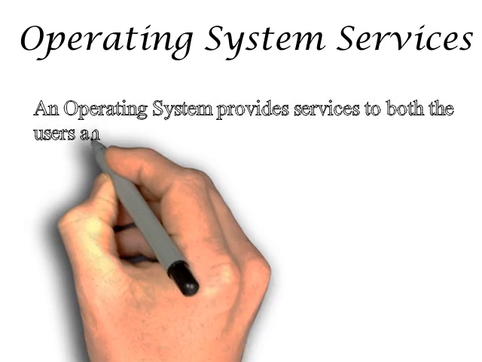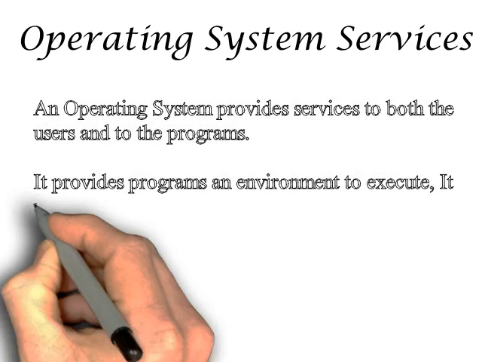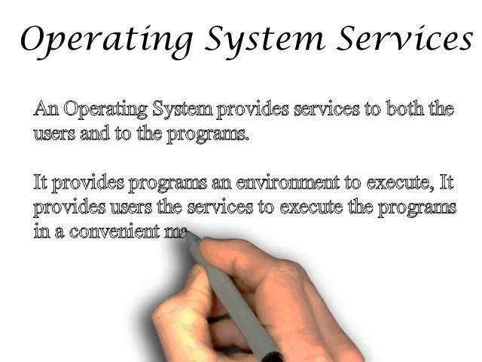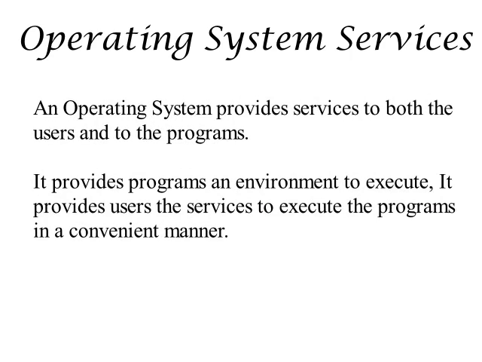You can Google it or search from the textbook: operating system services. You have the result. An operating system provides services to both the users and to the programs. It provides a program and environment to execute. It provides the user the service to execute the program in a convenient manner.